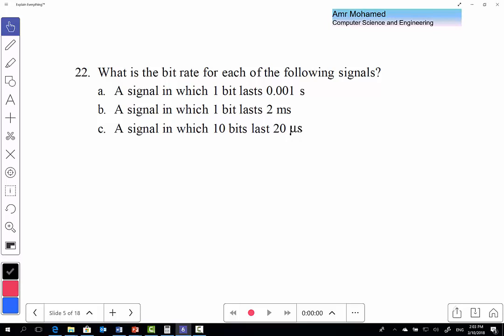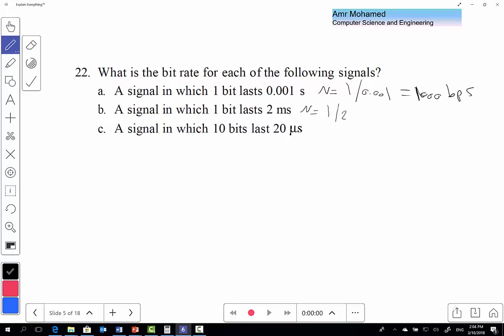All right, so third exercise is talking about bit rate, how to calculate the bit rate. So if we have a signal in which one bit lasts 0.001 seconds, so basically the bit rate equals 1 bit divided by 0.001 second, that's 1000 bits per second. All right, so if a signal in which one bit lasts 2 milliseconds, so n equals 1 bit will last 2 times 10 to the power minus 3, that's 500 bits per second.